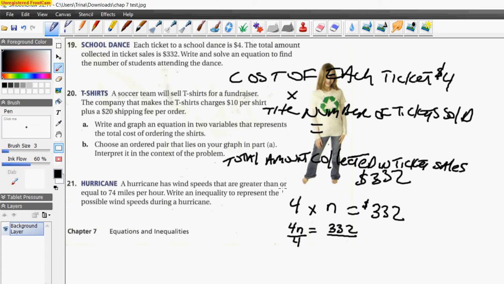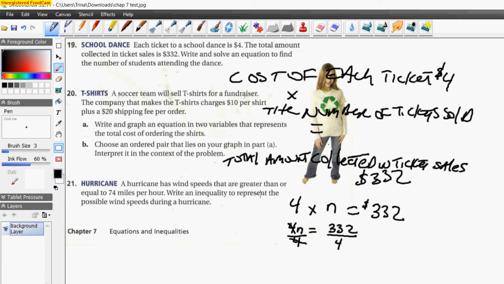Now on this side, the 4 is going to cancel out the 4. It's division, so they cancel each other out. So what do we have left? You got it. N would be left. Whatever we put on the right side, we have to put on the left side, when it comes to division.